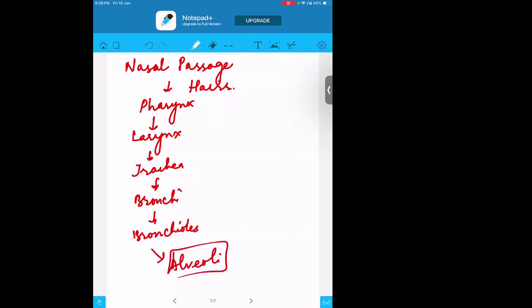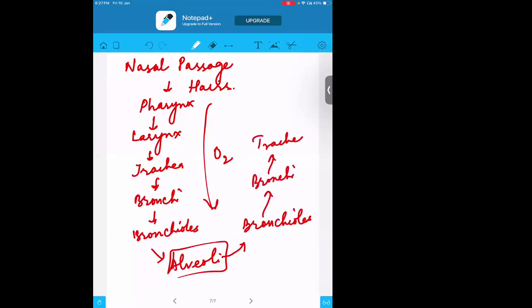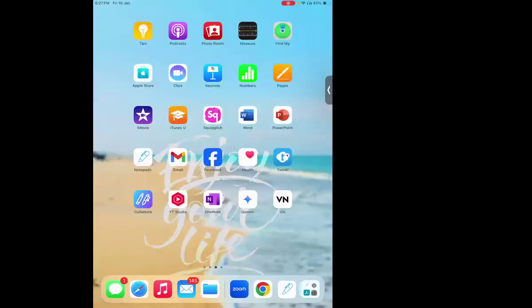Now, we were talking about the oxygen. Okay. Now, in a similar way, the carbon dioxide will be moving out. How will it move out? Once we get the oxygen, they will start doing the opposite. They will release the carbon dioxide to the bronchioles. Bronchioles will give it to the bronchi, bronchi to the trachea, trachea to the larynx, larynx to the pharynx, and then through the nostrils we release it outside. So that is how the respiratory system works.